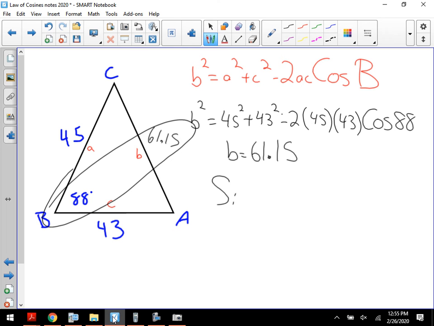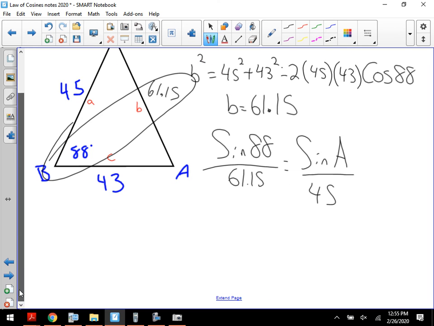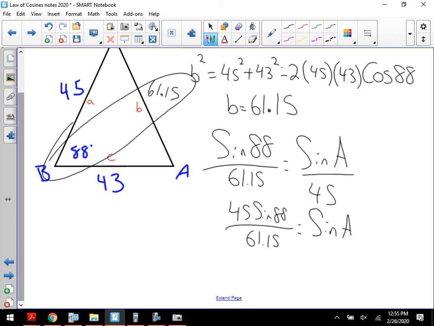So sine 88 over 61.15 equals sine of A over 45. By now, you should be okay that all I have to do is move that 45 up to the numerator and use my calculator. We get 45 sine 88, 61 and change. Now, again, I've got to find an angle here, so what will I have to do at the very end?